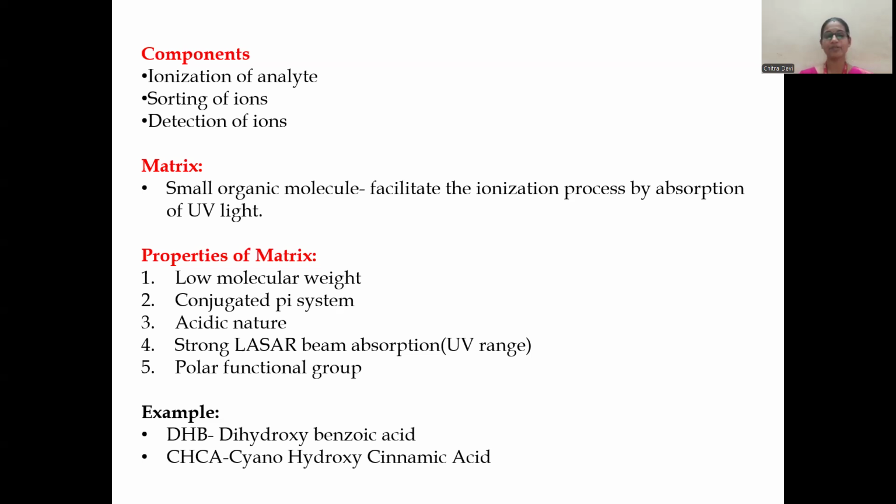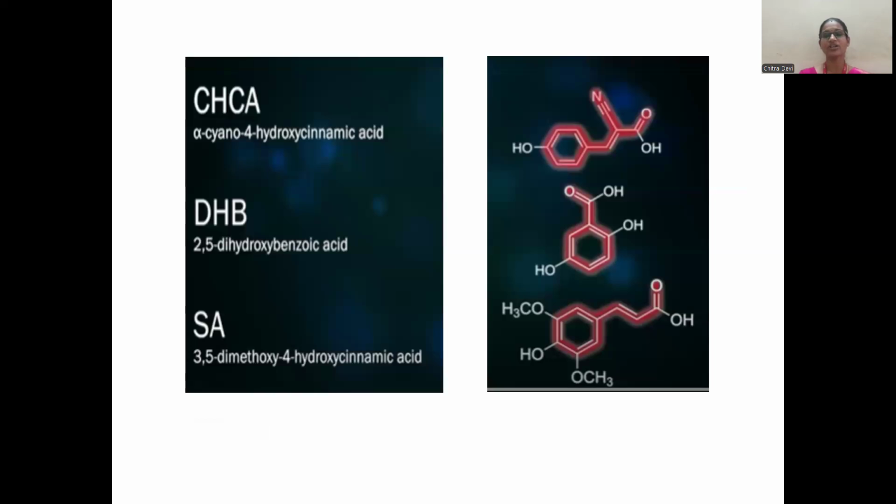Two different examples I have given: the first is dihydroxybenzoic acid, that is DHB. The second is CHCA, that is cyanohydroxycinnamic acid. The structures are there, you can see them. These are all chemical compounds, you can call it a chemical matrix. To this matrix, we'll be mixing our sample and coating it on the plate. That will be used for ionization.